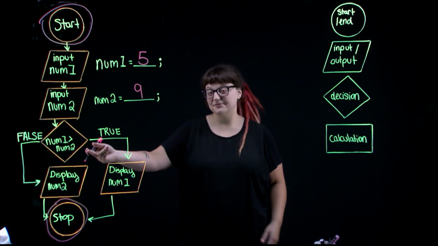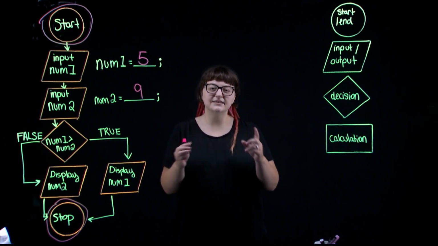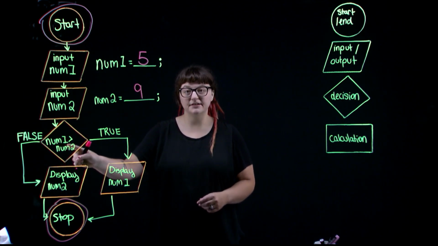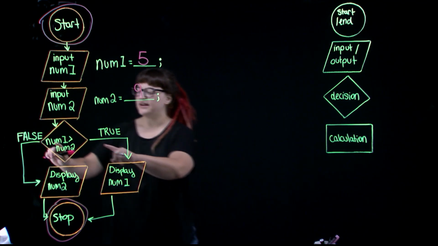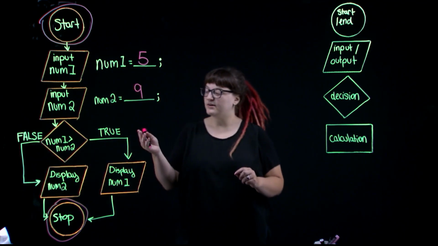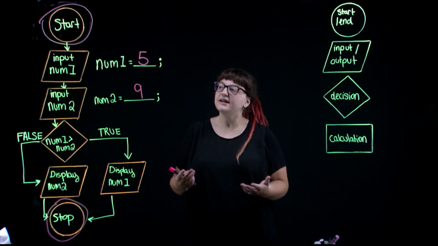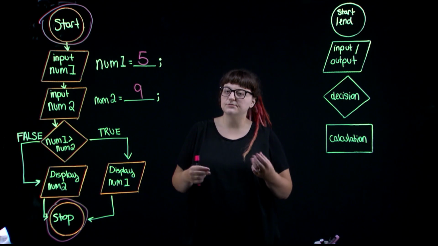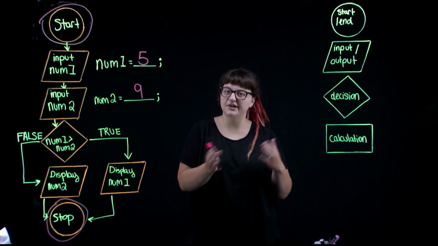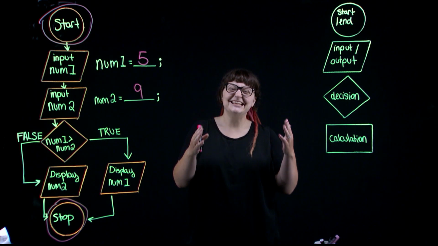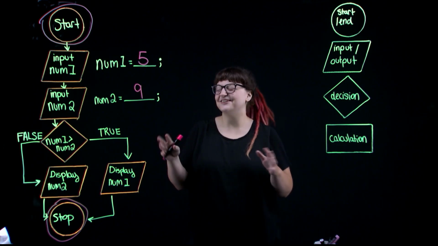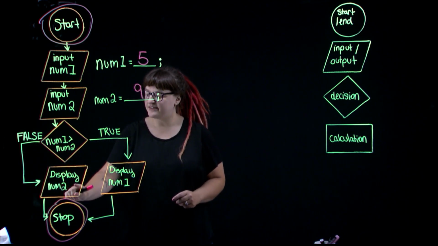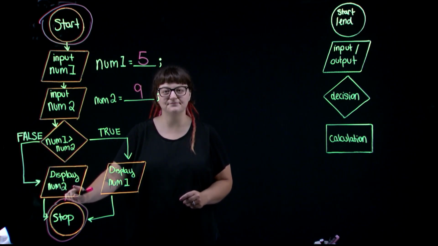Next, we have our diamond, which is going to represent a decision. To see the condition of the decision, we look at what's written inside. So this says num1 greater than num2, and then we have 2 arrows coming off, one for true and one for false. Right now, num1 is 5 and num2 is 9. So would you say that this condition, num1 is greater than num2? No, it's not, it's false, right? So we follow the false arrow, we come down here, and this says display num2.